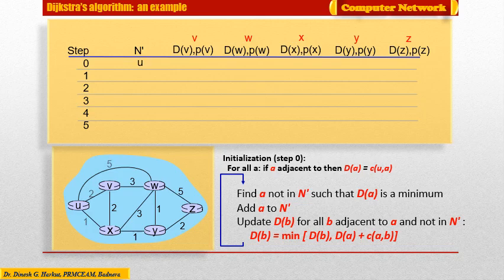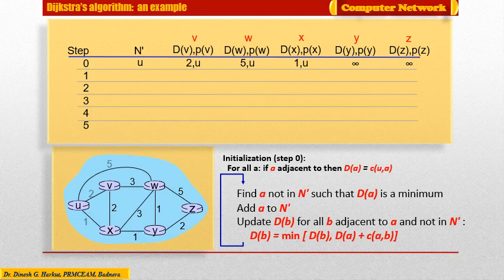Here the initial stage values are like this. From U to V, the value given is 2. From U to W, the value is given as 5. And from U to X, the value is given as 1. Here, this PV indicates the immediate previous node to this node. As we are in the initial stage, the immediate previous node is U itself. Hence, the value of PV in each case is mentioned as U.